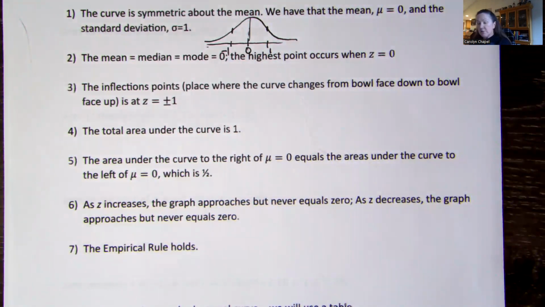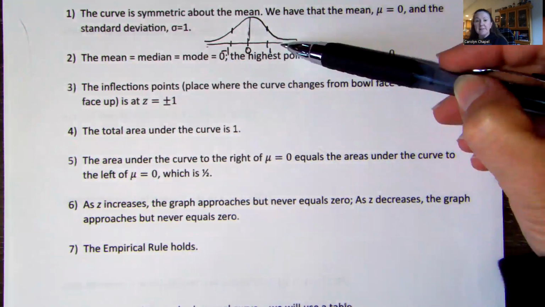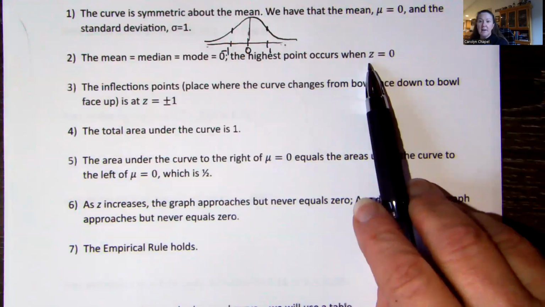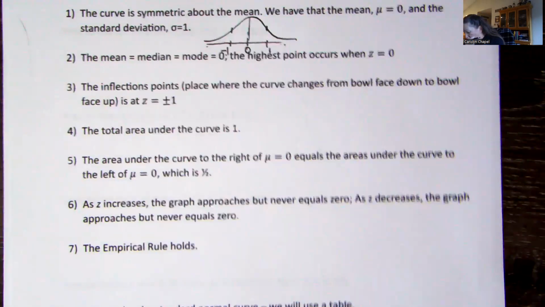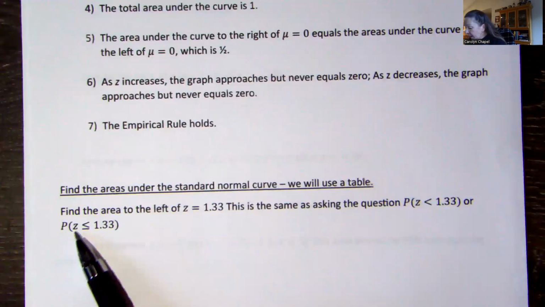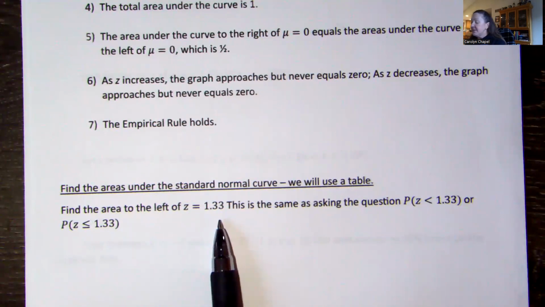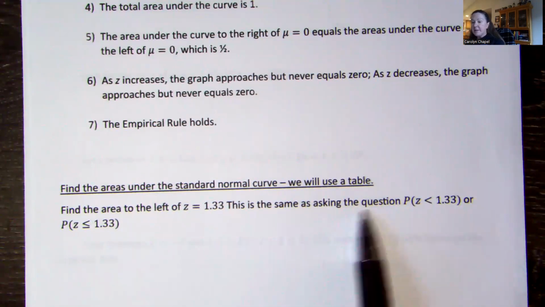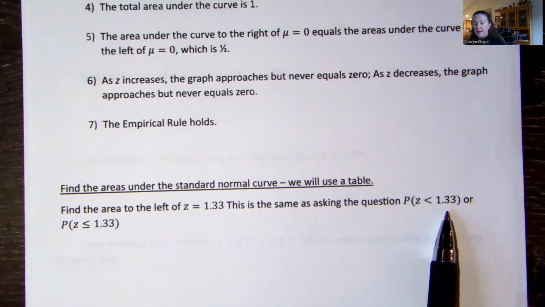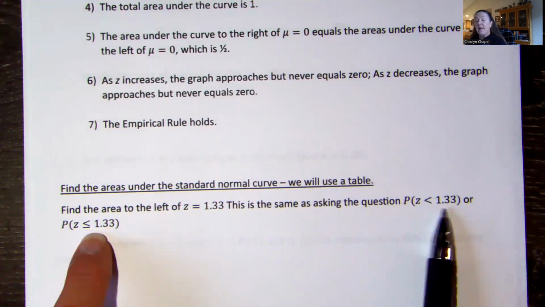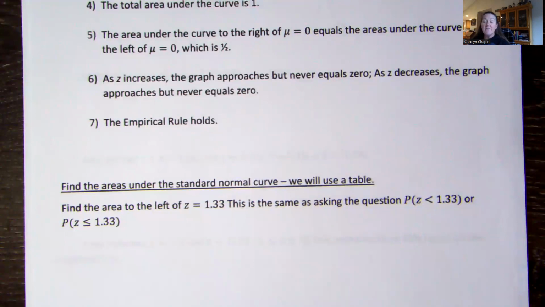Now, we're going to be learning how to find probabilities based on this standard normal. And again, I will be using the letter Z to represent our standard normal. So the first one I'm going to do is we're going to find the area to the left of Z equal to 1.33. This is going to be the same as asking what is the probability that Z is less than 1.33, or we could also have less than or equal to, because you can remember that the value or probability of a single value when we're talking about a continuous scale will be 0.